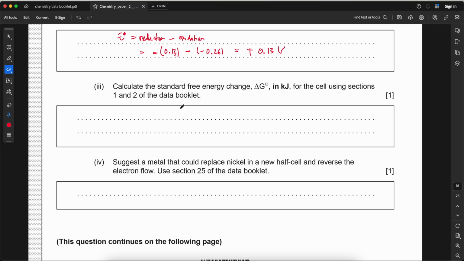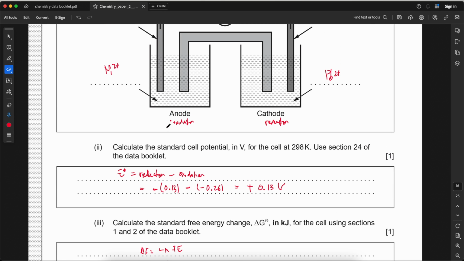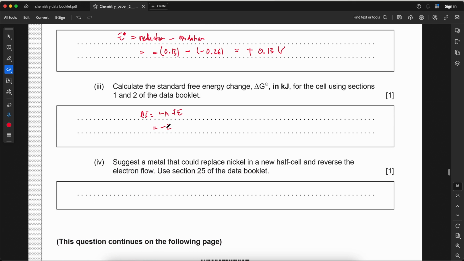Calculate the standard free energy change delta G in kilojoule for the cell using sections 1 and 2 of the data booklet. So delta G will be negative nFE. It has 2 electrons here, Ni2+ or Pb2+, so it involves 2 electrons, and F is 96,500 times 0.13, you've got negative 25,000 joule or negative 25 kilojoule.